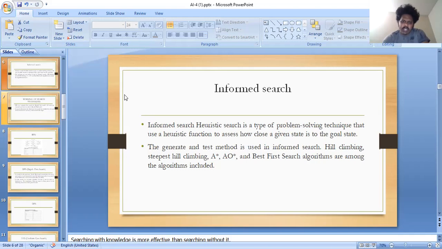Informed search is a type of problem solving technique that uses heuristic functions to assess how close a given state is to the goal state. The methods used in informed search include hill climbing, steepest hill climbing, A star, and best first search algorithms.